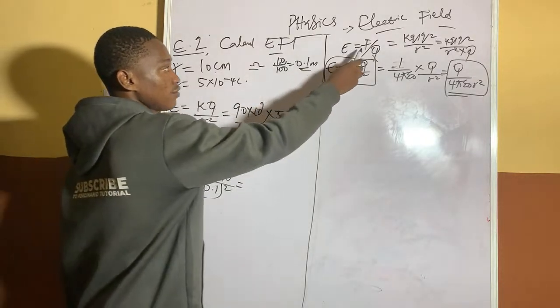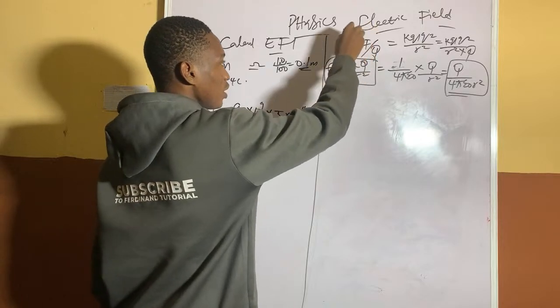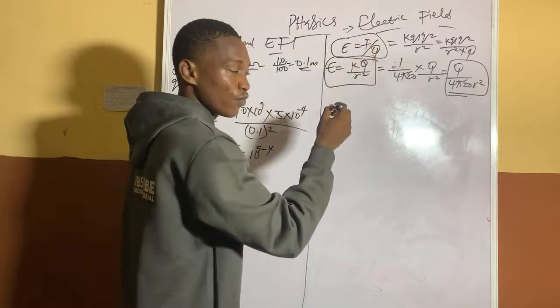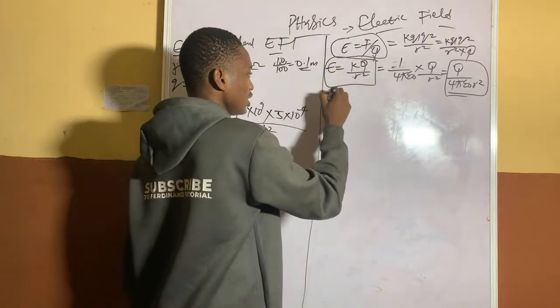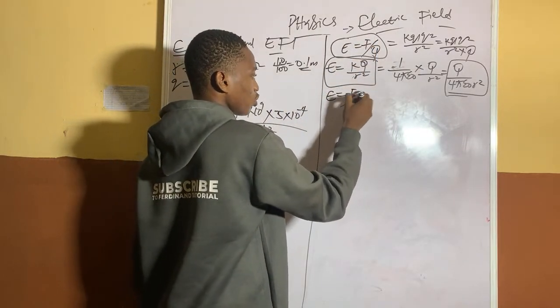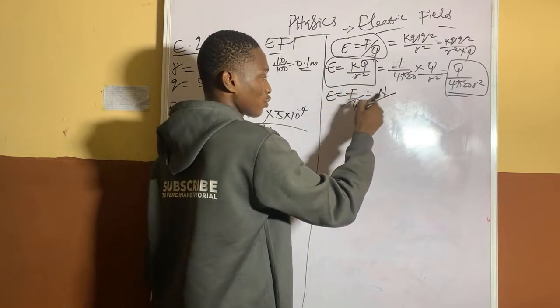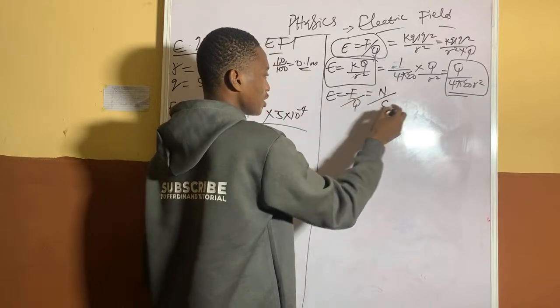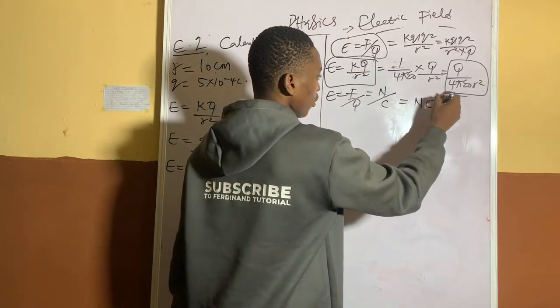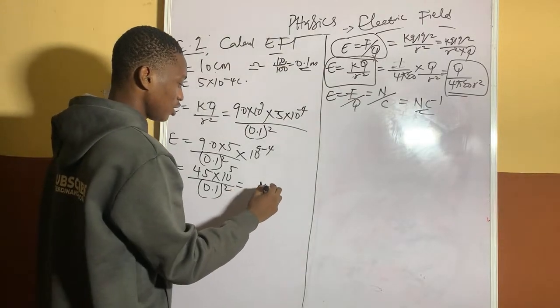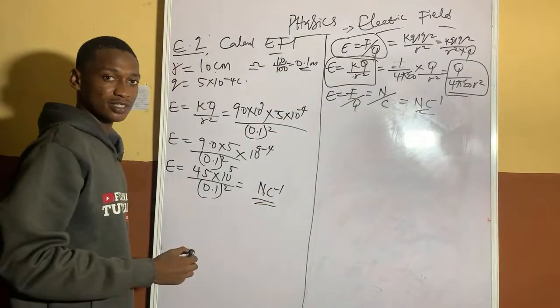Now the unit of electric field intensity: look at the formula, E is equal to F over Q. What is the unit of F? Newton. What is the unit of Q? Coulomb. So electric field intensity is Newton per coulomb. So anything I get must be in Newton per coulomb as my answer.